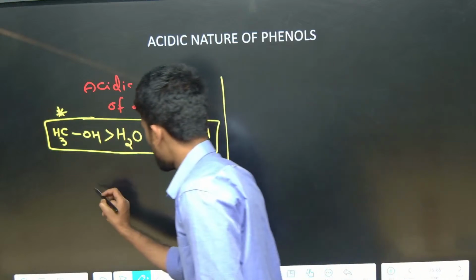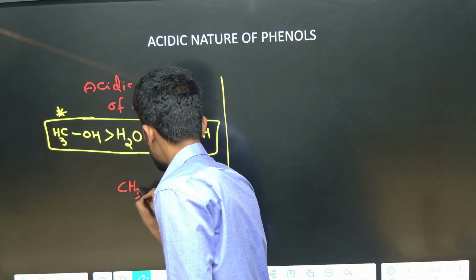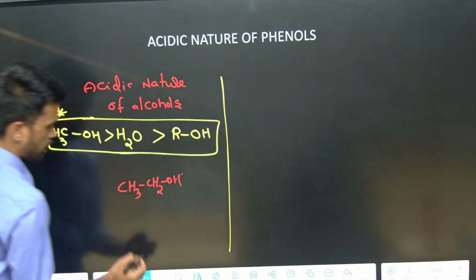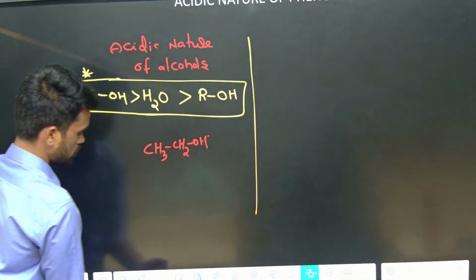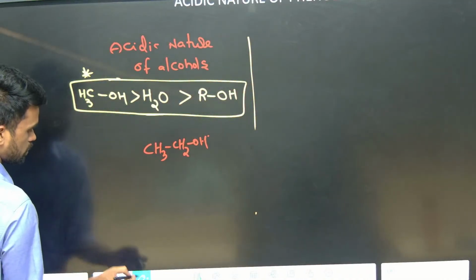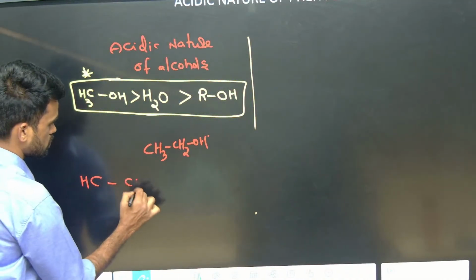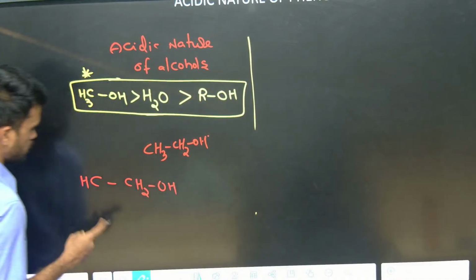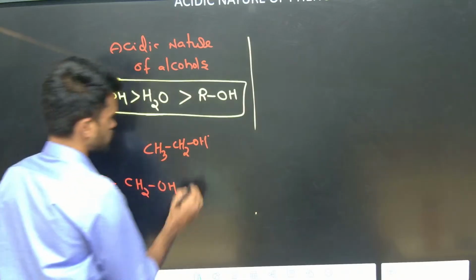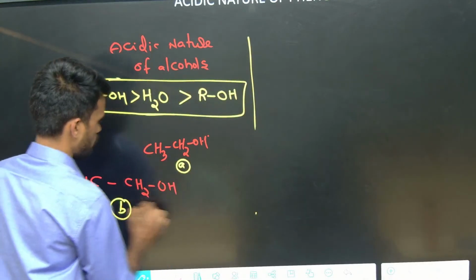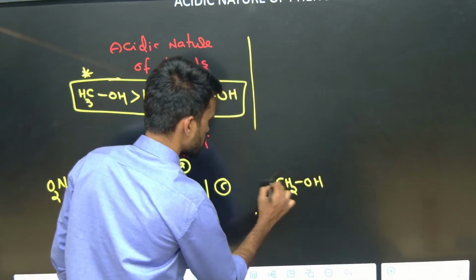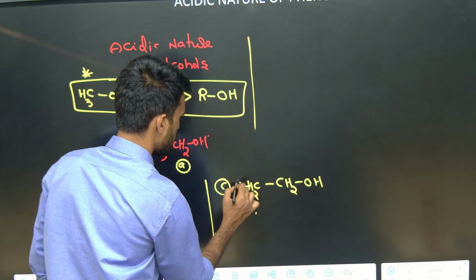Let us say I have CH3CH2OH, and one more thing here, CH3CH2OH, here written with an NO2 group. This is A, this is B, and one more, C, is CH3CH2CH2OH, and here it is CH3.